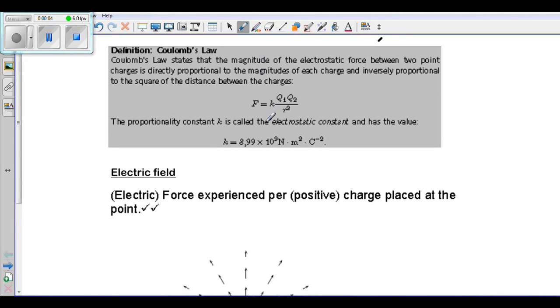Today we are looking at the basics of electrostatics. The first thing we should do is know our definitions. The first definition is Coulomb's law, which is very popular and it is very important to electrostatics.